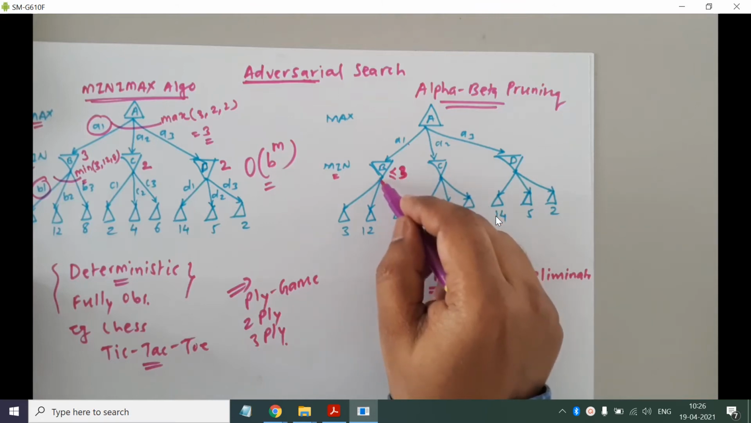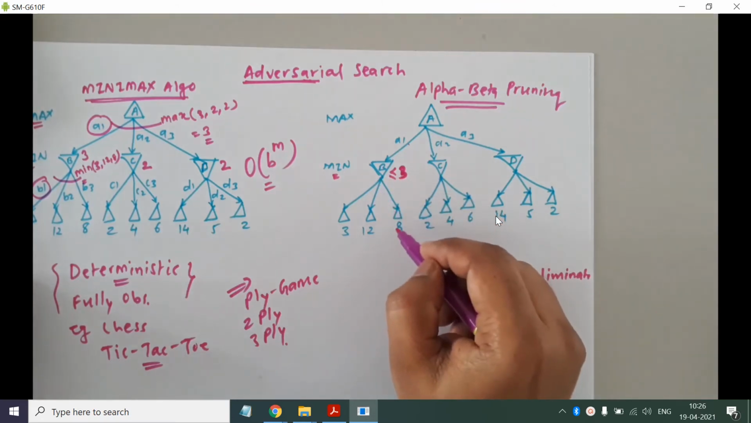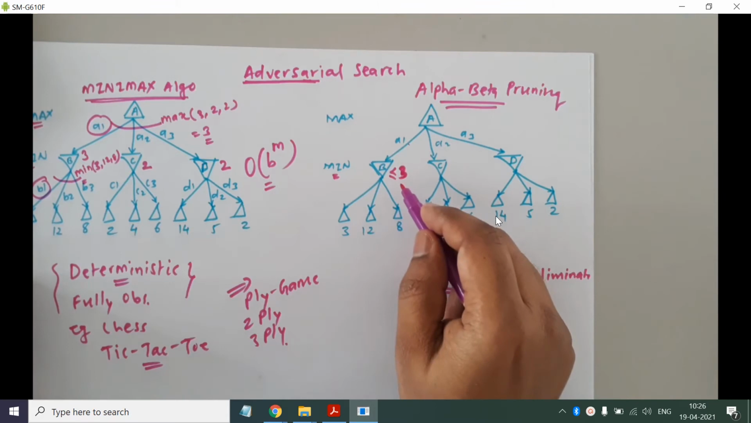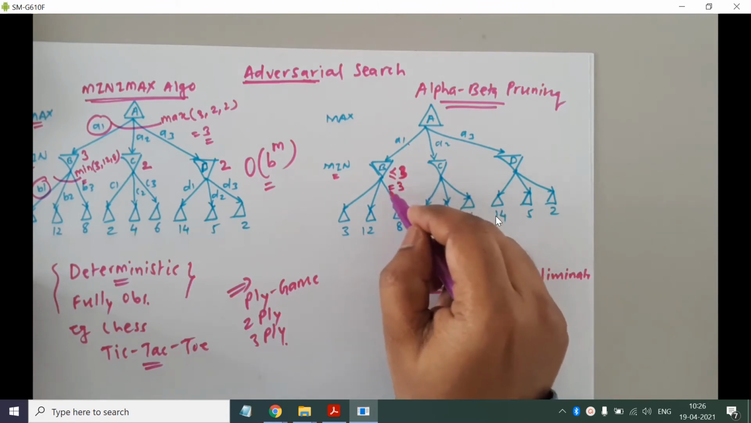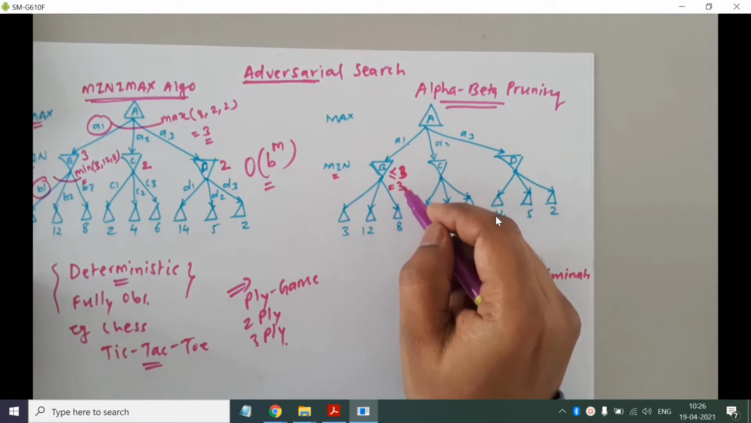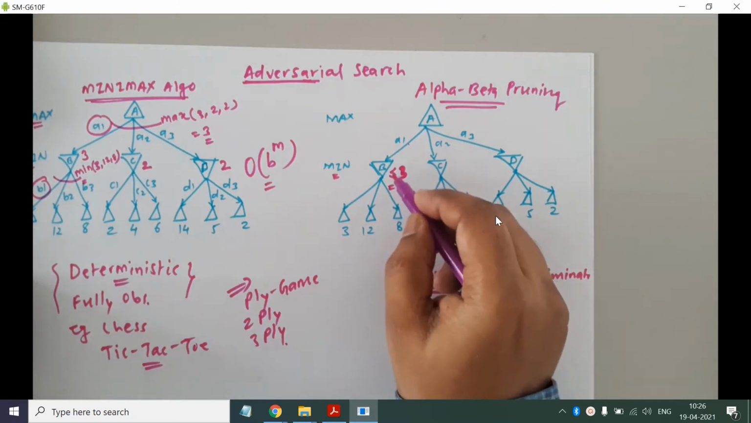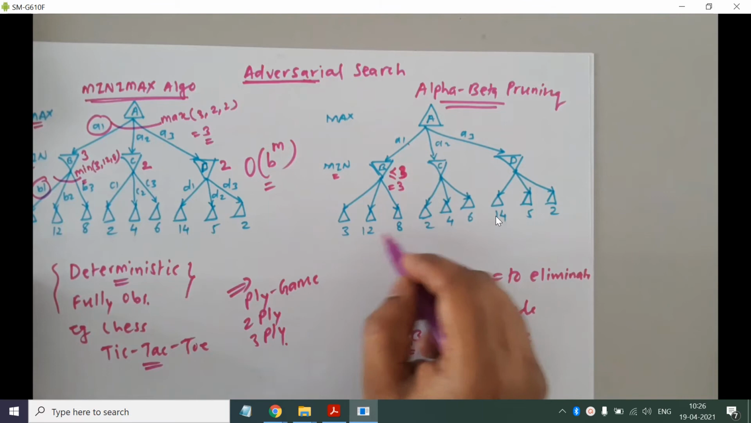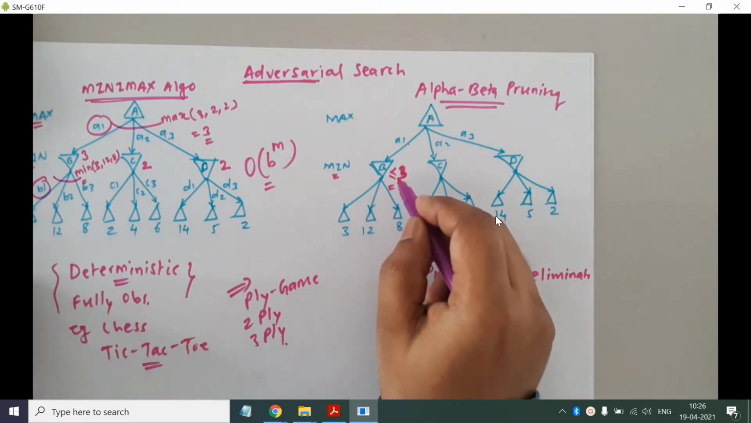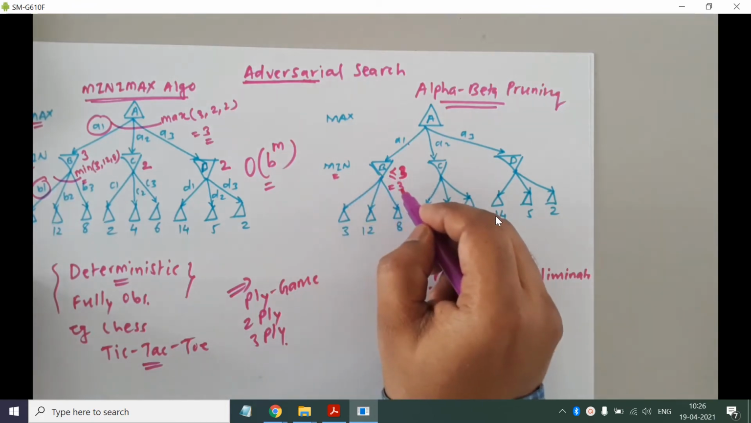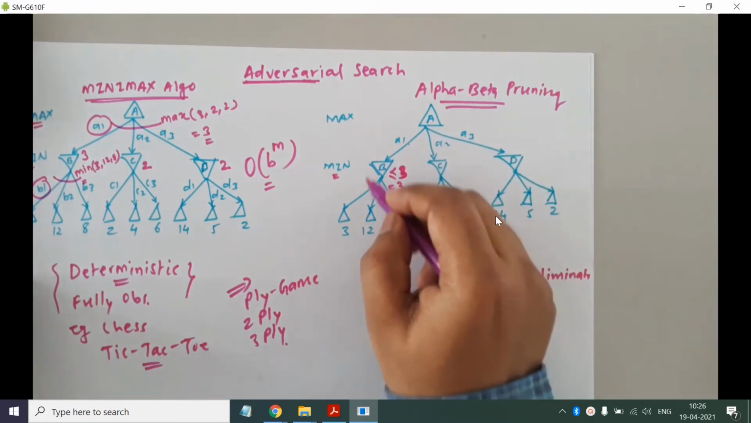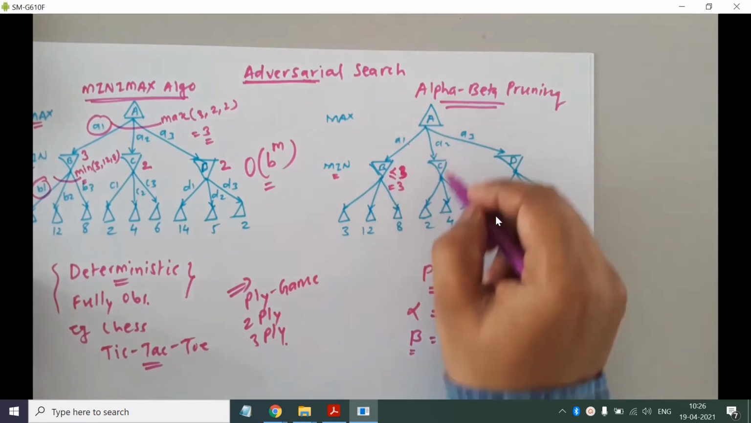Then we'll go to the next branch, that is 8. 8 is greater than this, right? So we will not update the beta value. The beta value will become equal to 3. We tried to reduce the beta value, but as the values are greater than that value, we could not update it. So the minimax value at this level is 3. Now we'll go upward because we want to visit the other branch.